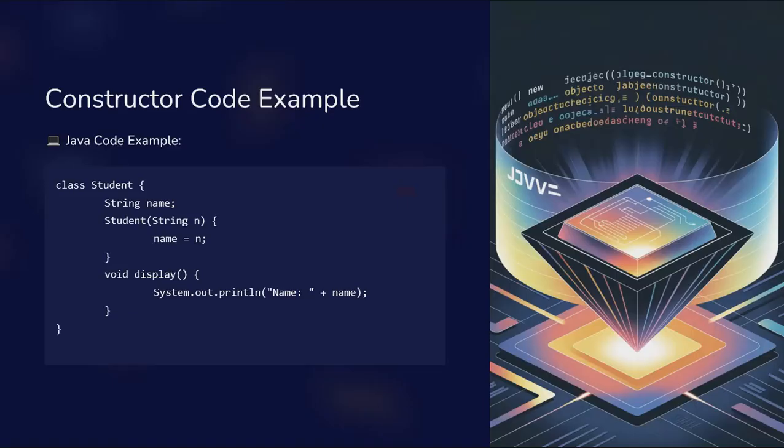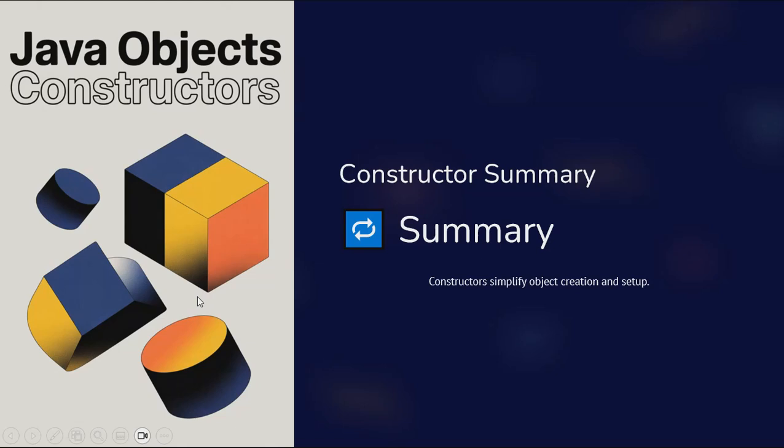Here is one example. Here the class name is Student. One string variable is name. So you can say Student with no return type, right? And then one argument, with the same name as the class name. You can see that a string argument is given in Student, so it is a parameterized constructor. Void display is also a method, it will print the name only. So the summary: constructors simplify object creation and setup.